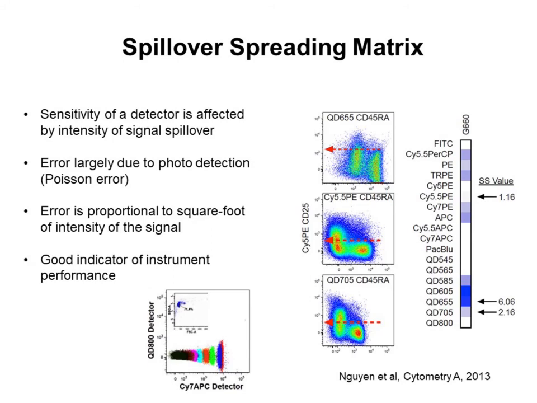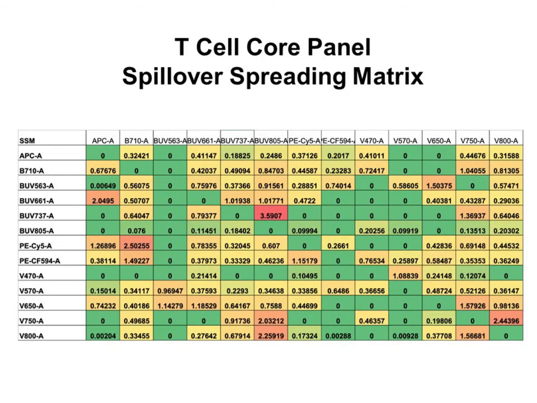You can even improve your panel design based on the performance of your equipment. I'm presenting here the T-cell core panel spillover spreading matrix, and you see the values are very much acceptable. It shows that if you have issues or values that are high, over 6 probably, this is where you may end up with issues later on when you test your panel.